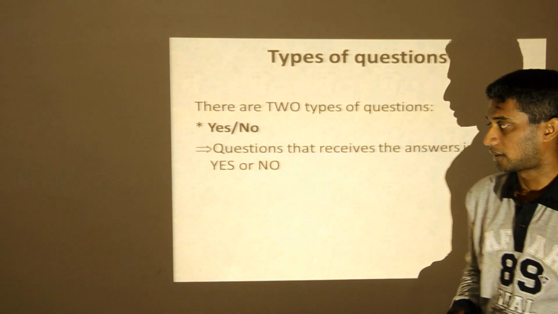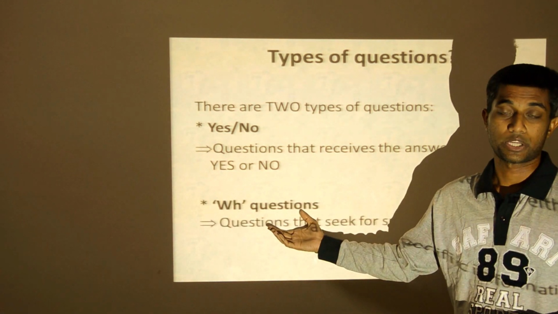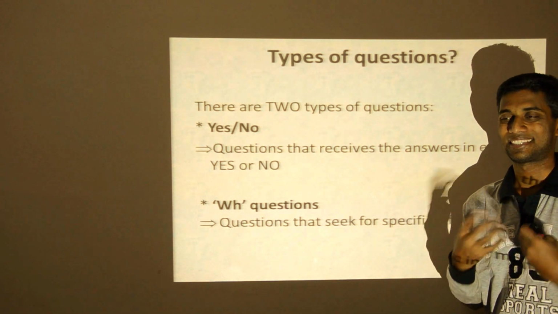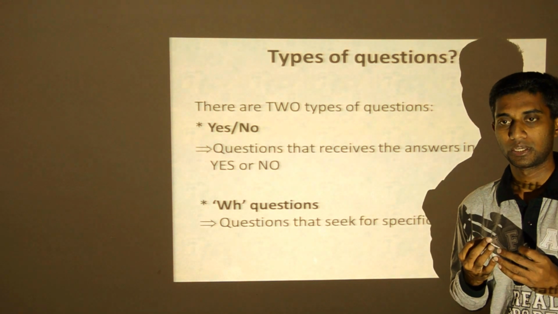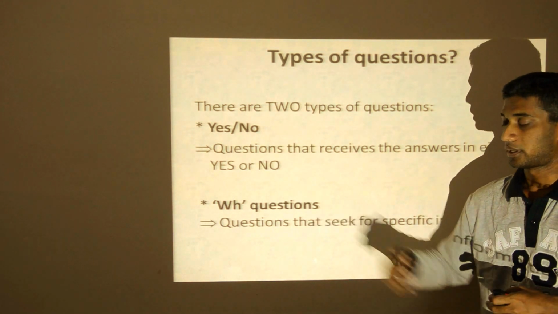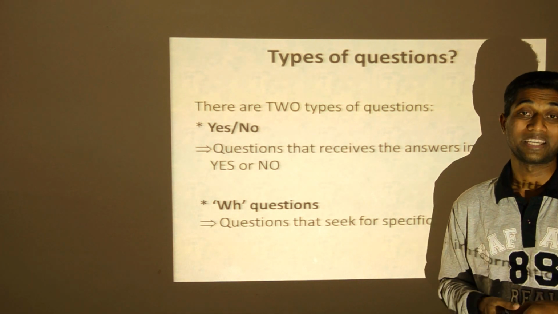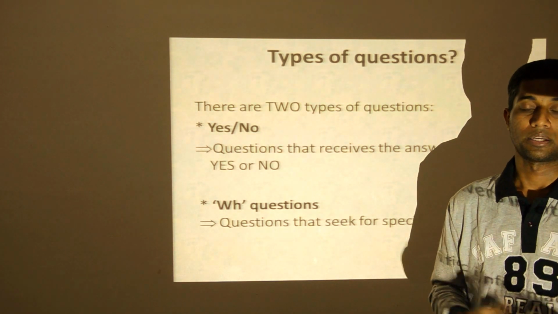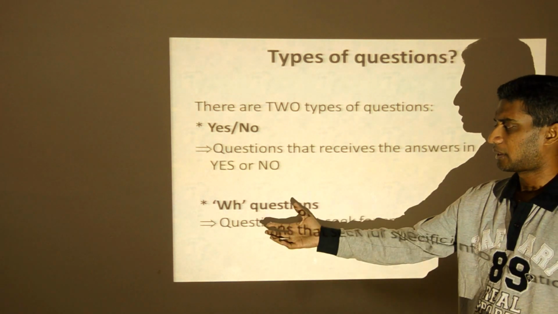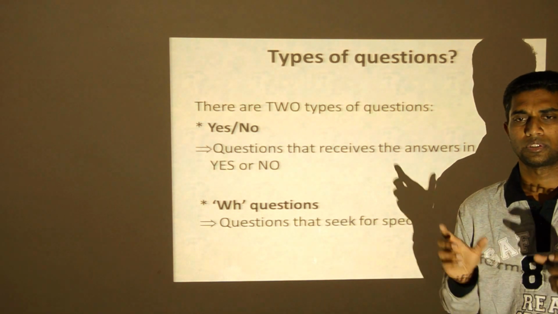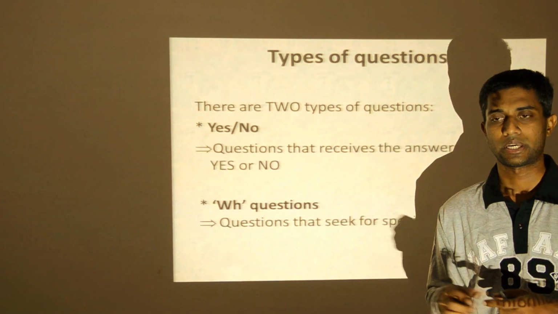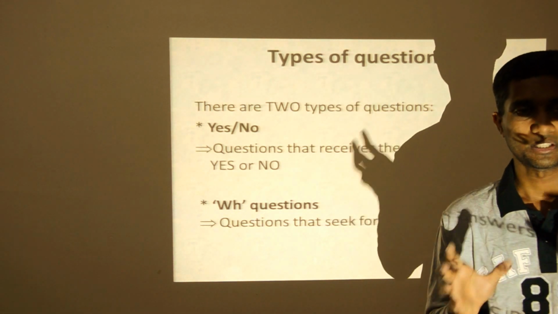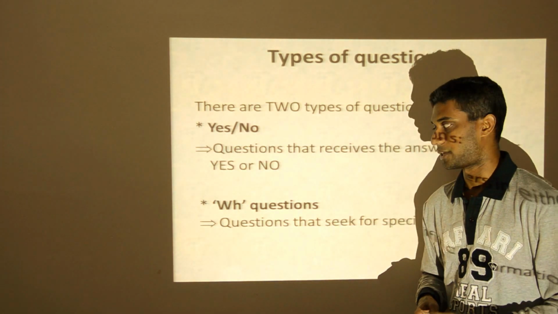The second type is the WH question. The WH question is the question which seeks specific information. This is also called informative questions, because these ask for information. In WH questions, we use the question words that start with WH, like what, where, how, who, when, which.